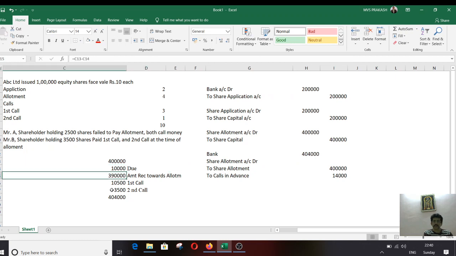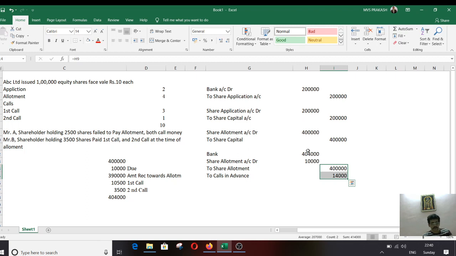So what do I have to consider? My allotment money has to be reduced to 3,90,000. As I already had credited, now what will I do? The differential of 10,000 I will debit. So ultimately 4 lakhs minus 10,000, your allotment account is having 3,90,000. Thereby your debit total is 4,14,000, credit total is also 4,14,000. That's the entry which I need to pass for your share allotment money due, and there is also something called calls in advance.